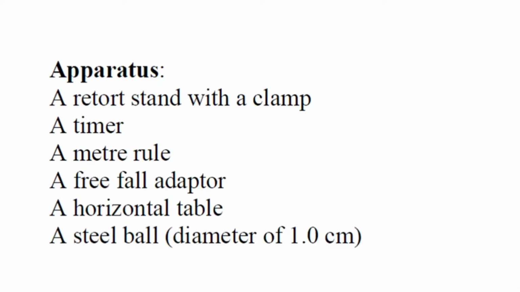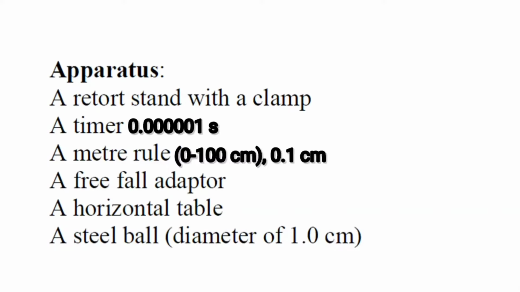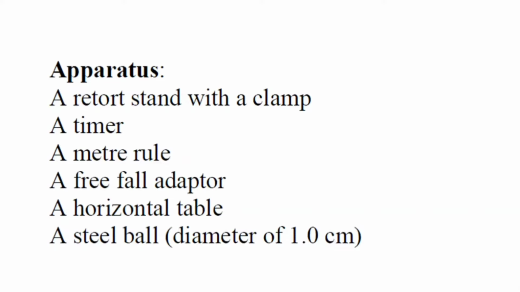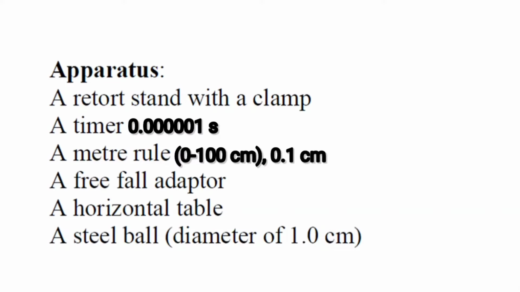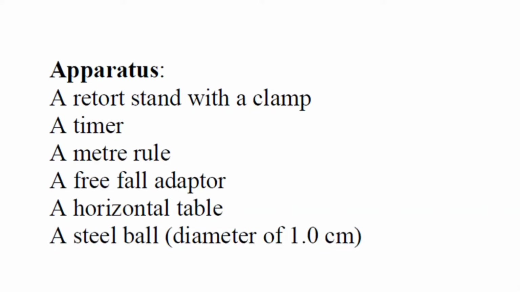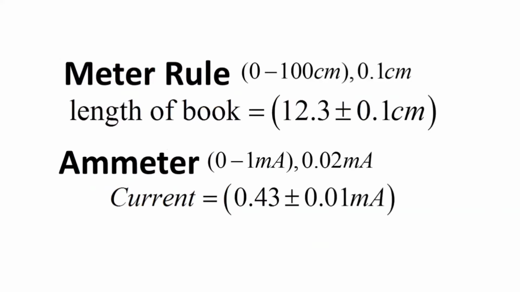We recommend that when you write the list of the apparatus, go to the measuring instrument in the list and write the range and the resolution of the instrument next to the instrument name. You can get both of the value from the instrument itself. Here are some examples. Next to the instrument, we write the range and the resolution of the instrument. Look at how the value of the length of the book and the current is written. The measurement value and the uncertainty has the same decimal point.